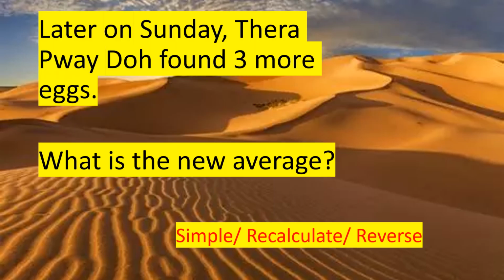Okay, next question. Later on Sunday, Thrapuedo found 3 more eggs. What is the new average? Again, you don't have to calculate the average. Which kind of question is it? And I'm going to tell you the answer now. It's a recalculation, because you already calculated the average, then they found some more eggs.